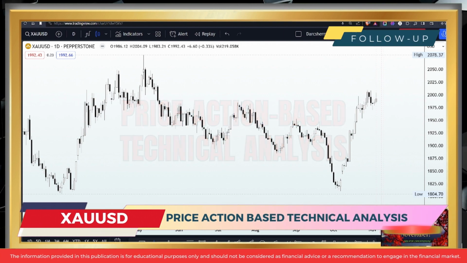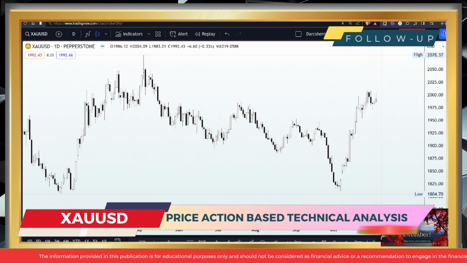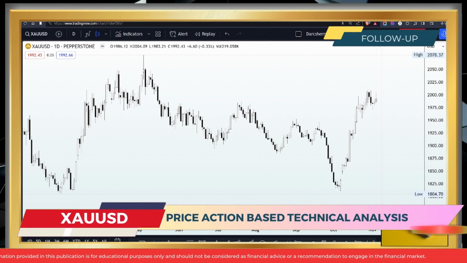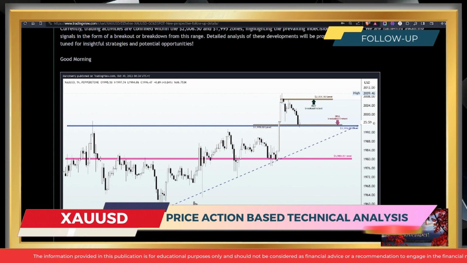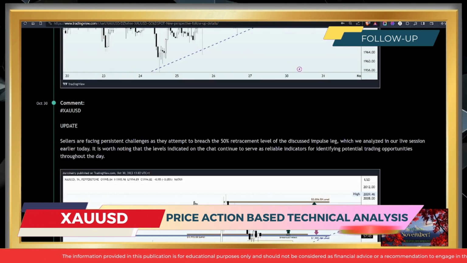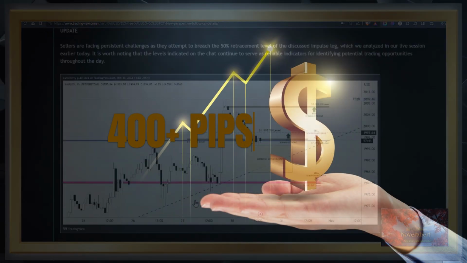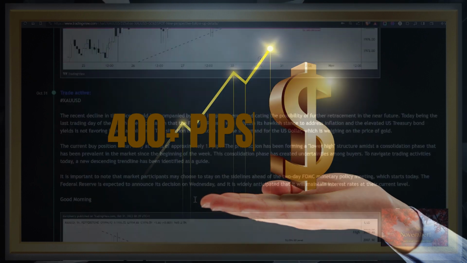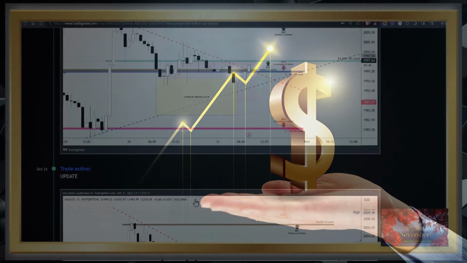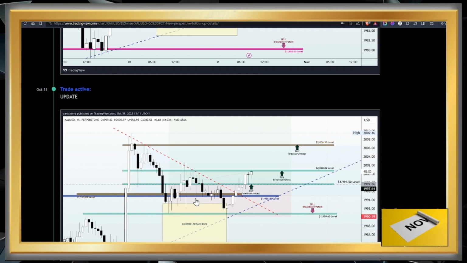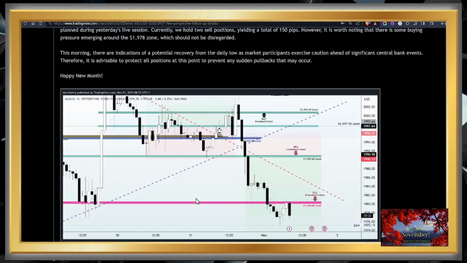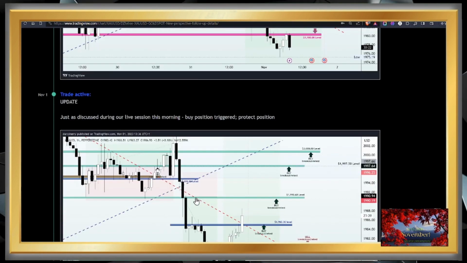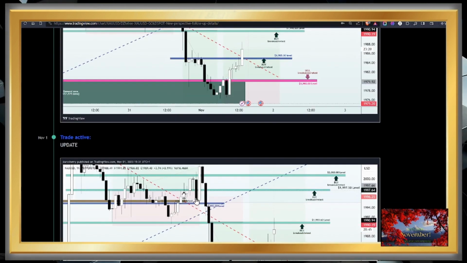technical analysis. As we gear up for the upcoming trading week, our first primary focus is going to be on the XAUUSD chart, a market where we made remarkable gains, securing over 400 pips ahead of the NFP data last week Friday. Interestingly, the NFP data came in below expectations, suggesting a potential ease in labor market conditions.